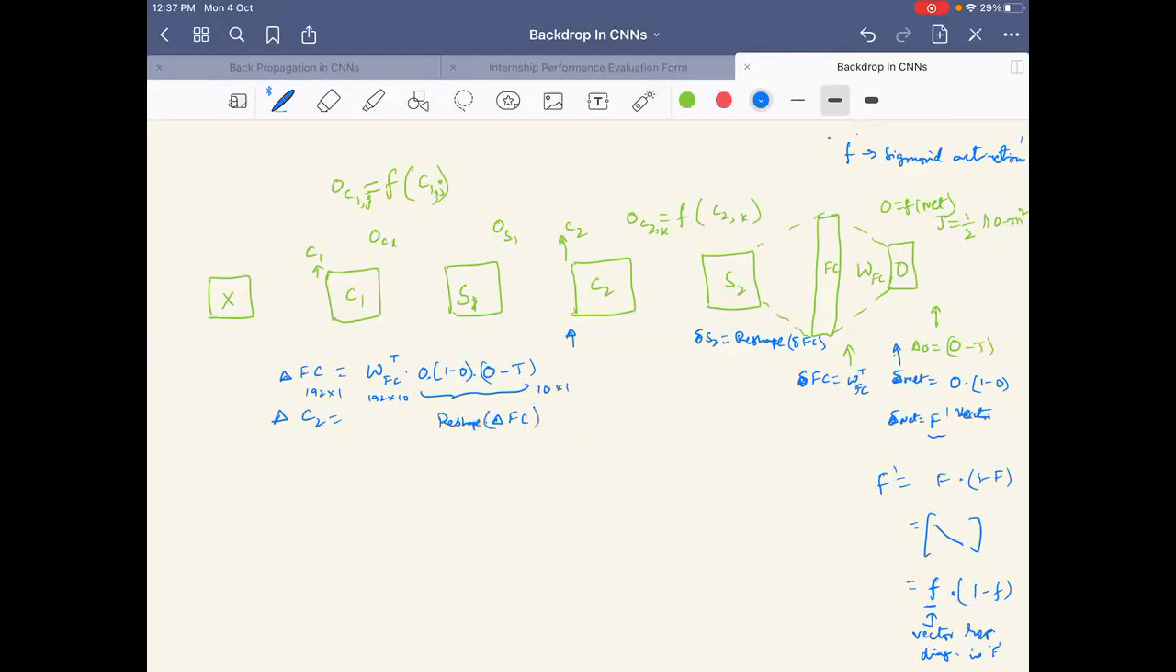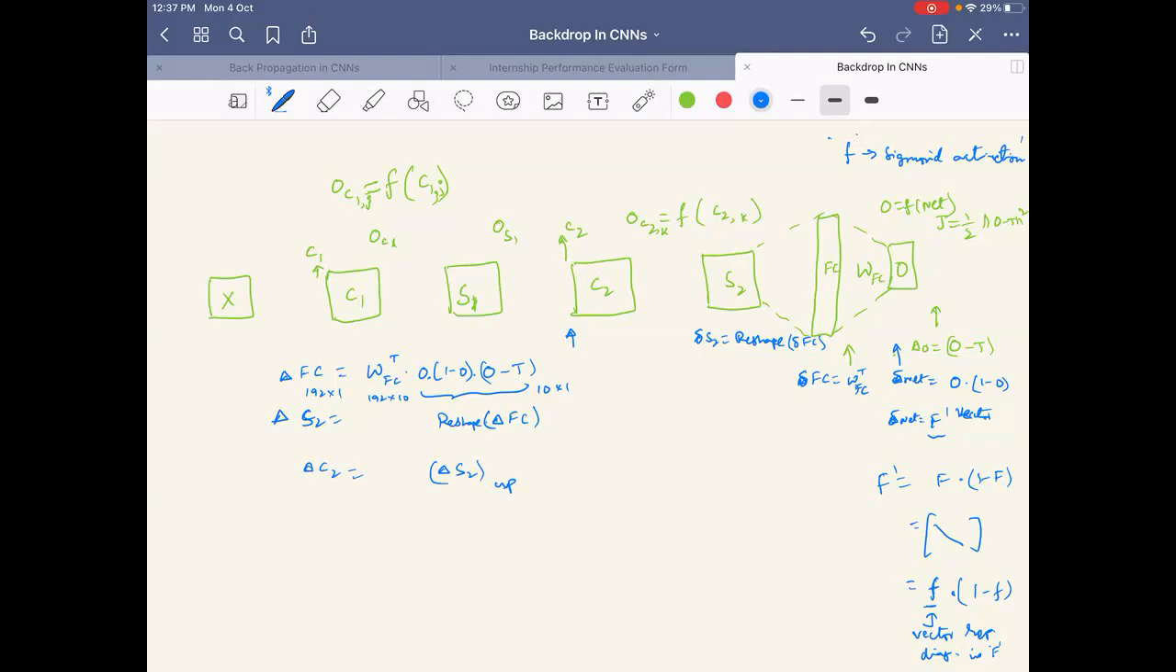Okay, to get delta S2. After that, what should we do? Here, there is an upsampling operation that's happened. So the reshape of this is equal to delta S, right? Delta C2 is equal to delta S2. Yes, we can write the upsampling operation then.